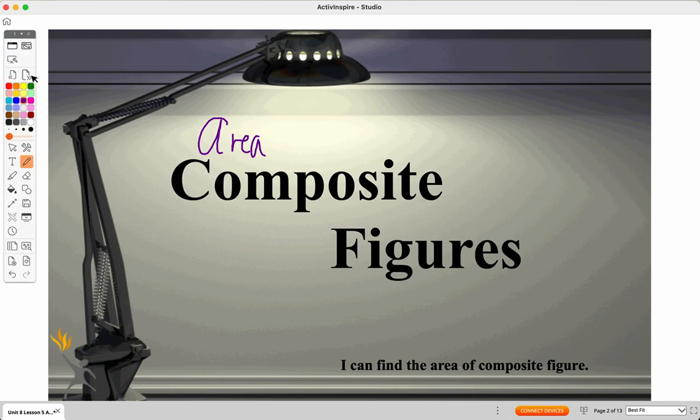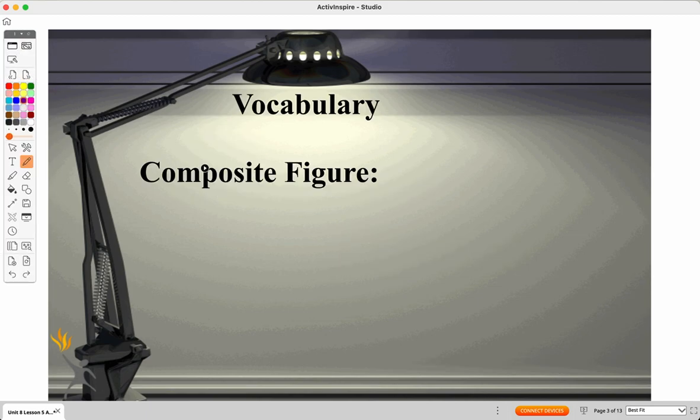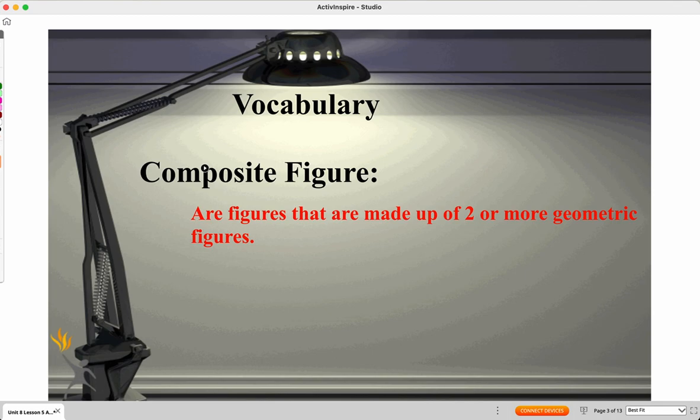When I'm talking about a composite figure, I'm talking about figures that are made up of two or more geometric figures. So it could be trapezoids, squares, circles, rectangles, parallelograms, it could be anything. Now for our lessons, it's really going to be the three that we focused on: parallelograms, which include rectangles and squares and rhombuses, and then also trapezoids and triangles. So we're only going to look at these three main areas.